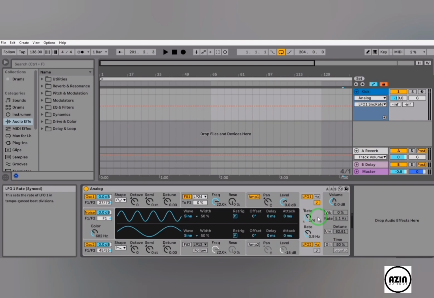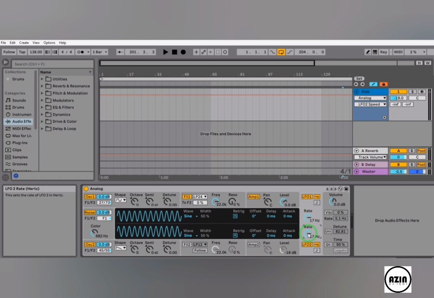3. Rate. Free mode in hertz. 0.05 hertz, ultra slow evolving pads. 0.5 to 1 hertz, gentle movement. 5 to 7 hertz, vibrato range. 15 to 30 Hz, FM growl texture. Sync mode: 1/4 slow wobble, 1/8 pluck shaping, 1/16 rhythmic gating, 1 bar long evolving motion. The rate defines how fast the LFO cycles.